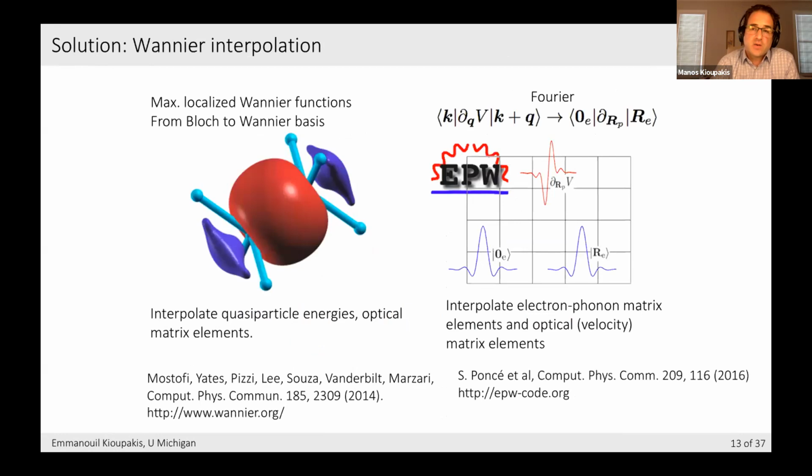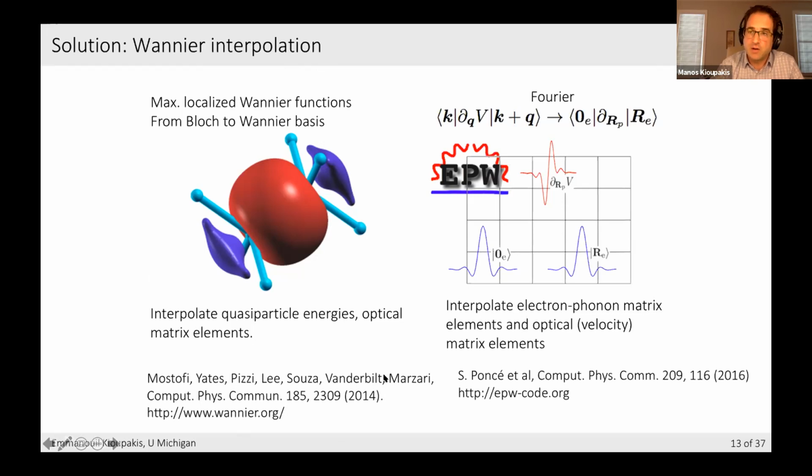And here's where the Wannier method becomes very important. The trick here is to interpolate the electron-phonon coupling matrix elements and not to calculate them directly. By using the methods developed by Marzari, Vanderbilt, and their team, we're able to transform from the Bloch basis to the Wannier basis. And that's what we use to interpolate the quasi-particle energies, whether it's from DFT or from GW, as well as the optical matrix elements. And that's what you need to do direct optics.